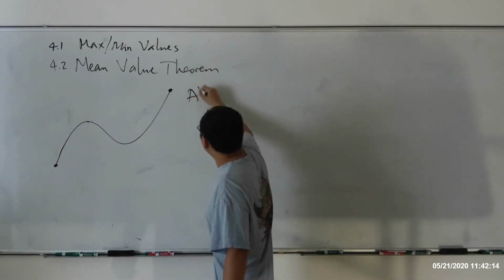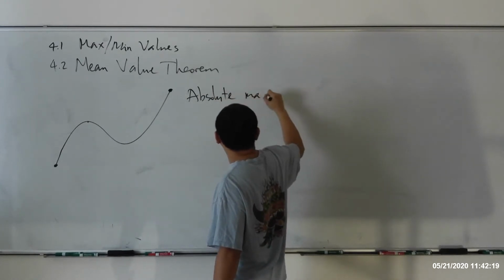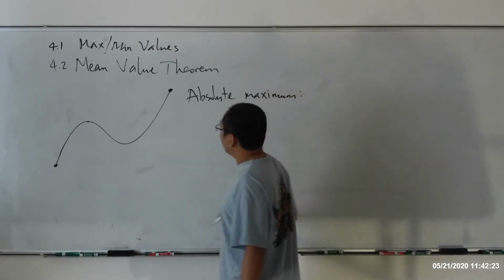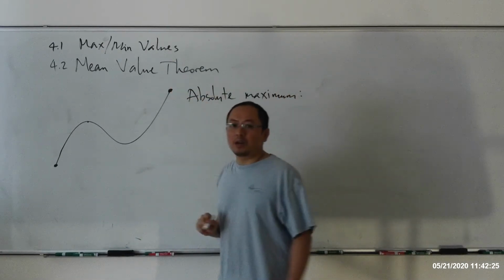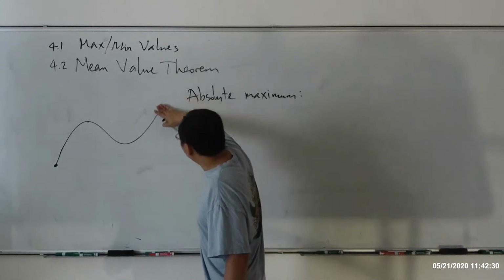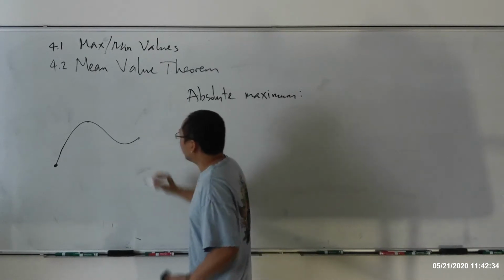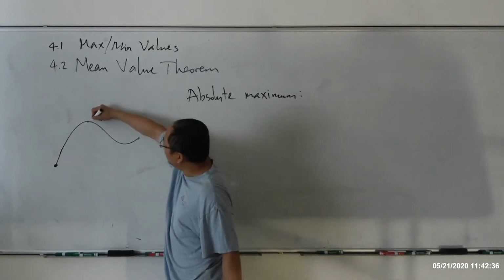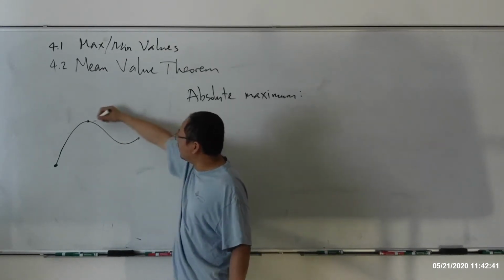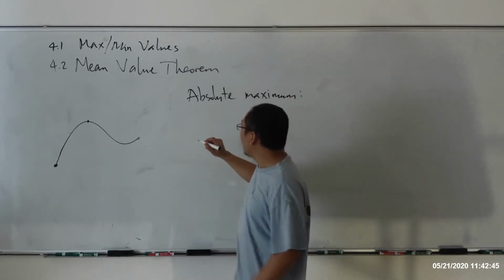So for the absolute maximum, in this particular graph it is going to be right here, the highest point for the entire graph. Let me change it. What if I have the graph stop right here? Now this point will be the absolute maximum, because in this second graph, this will be the highest point. Absolute maximum is the highest point.